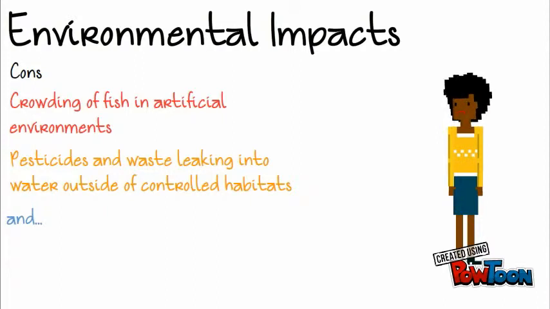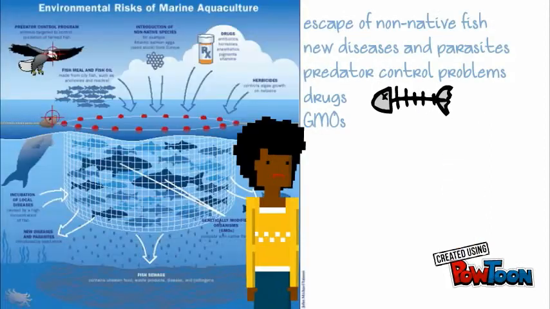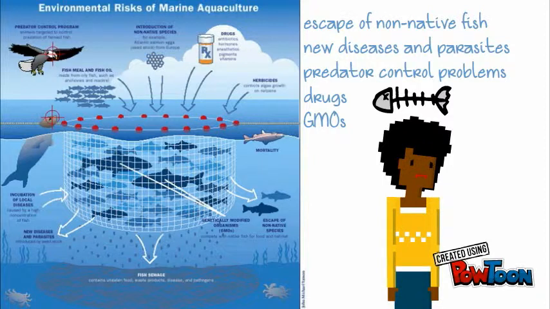Although there are some positive impacts, there are also some negative. Firstly, there is a crowding of fish in artificial environments. Pesticides and waste leaking into water outside of controlled habitats can pollute the water. And this list can continue on and on, infecting the environment in tons of negative ways.